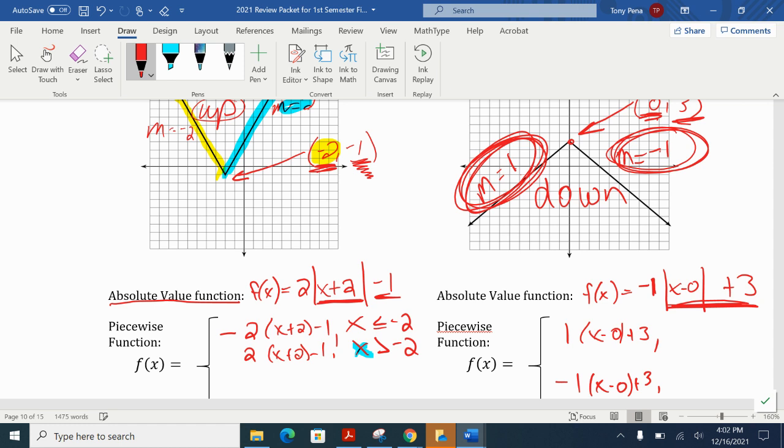And then you just have to understand, in this case, the slope of a positive 1 occurs to the left of that x value of 0. So this one now is x is less than or equal to 0. And then to the right, greater than 0, that's where you get your negative slope.